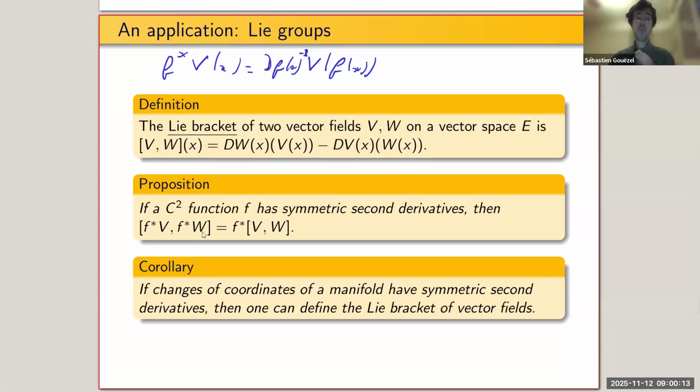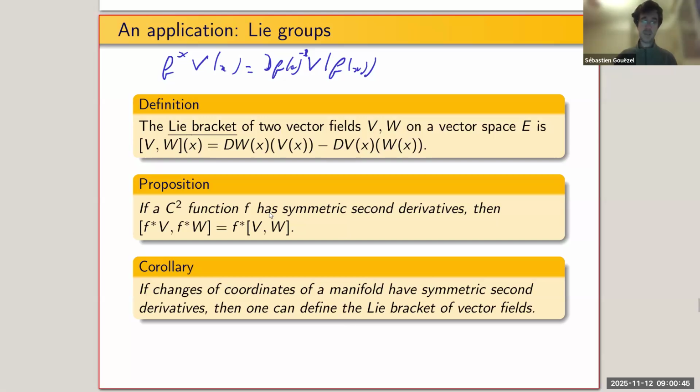And so pullback and Lie bracket commute, and that's a standard fact, and that's the fact that explains why the notion of a Lie bracket is interesting. And what does that mean? It means that on a manifold, you can also define the Lie bracket of vector fields. Just compute the Lie bracket in one chart or another chart, it will give you the same result because of this equivalence property. So it's well defined also in manifolds.